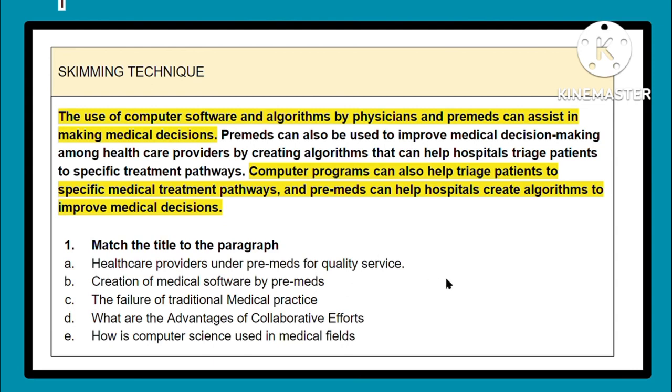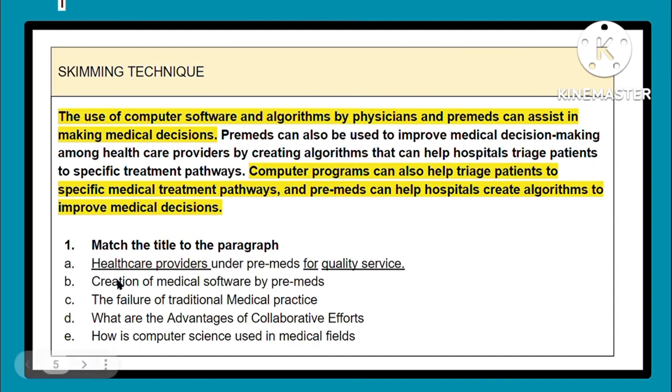So the first option I have is healthcare providers and premates for quality service. So in this sentence, healthcare providers and quality service, I feel like they are the main nouns of the sentence here, so I'm going to highlight that. And moving on to the second one, creation of the medical software by premates. If the paragraph had this title, it would be focused on the creation, so I'm going to highlight that.